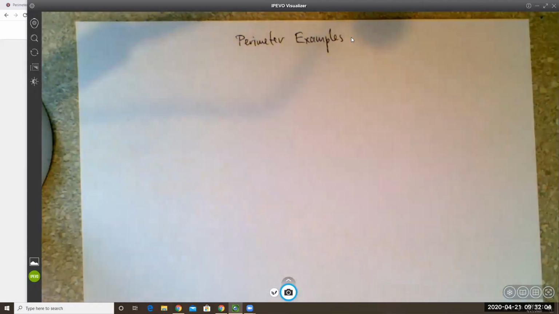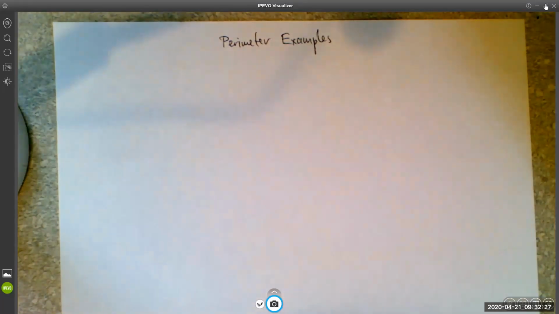Okay, so let's look at a few examples of perimeter, just working out some perimeters of various shapes. And again, I'm not so concerned about formulas here, right? Just use the concept that we discussed in the reading that you should have looked at before the video.